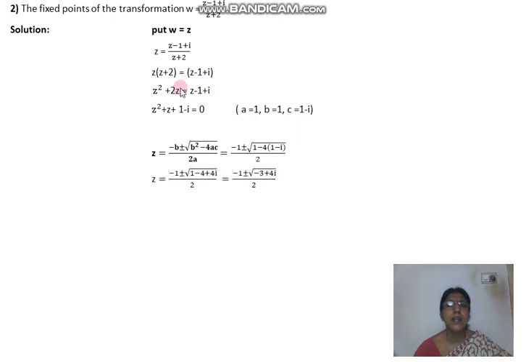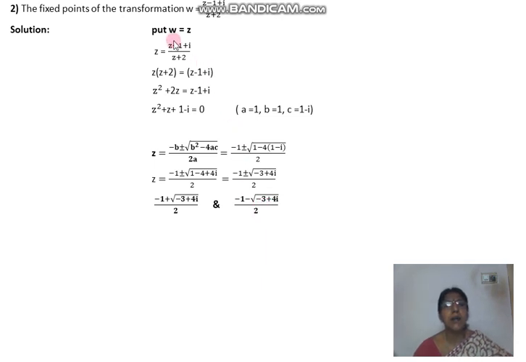This is a quadratic equation ma. This is a quadratic equation in Z. What is Z? Minus B plus or minus root of B square minus 4AC by 2A. Substitute the A, B, C values, you get the Z value as this one. This means minus 1, first take plus, minus root of minus 3 plus 4i, all by 2, and minus 1 minus root of minus 3 plus 4i, by 2. Okay, these are the fixed points.